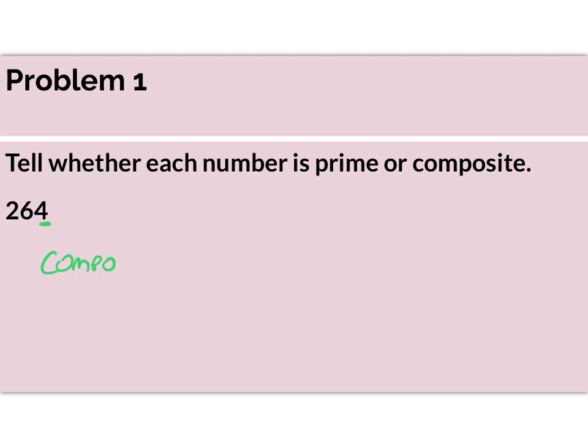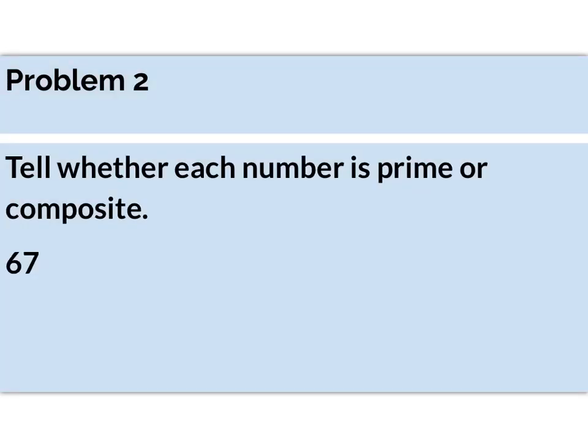I'm not asking you to break the number down. I'm asking you to identify whether this number is prime or composite. Is 67 prime or is it composite? It is prime. 67 has no factors less than 67.